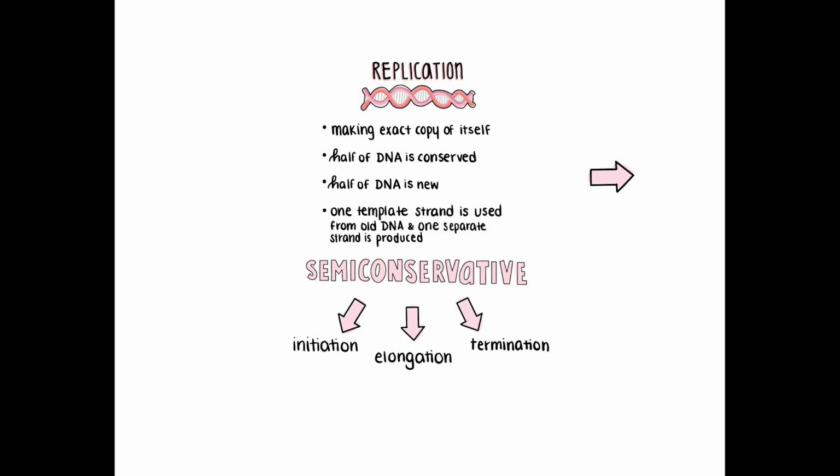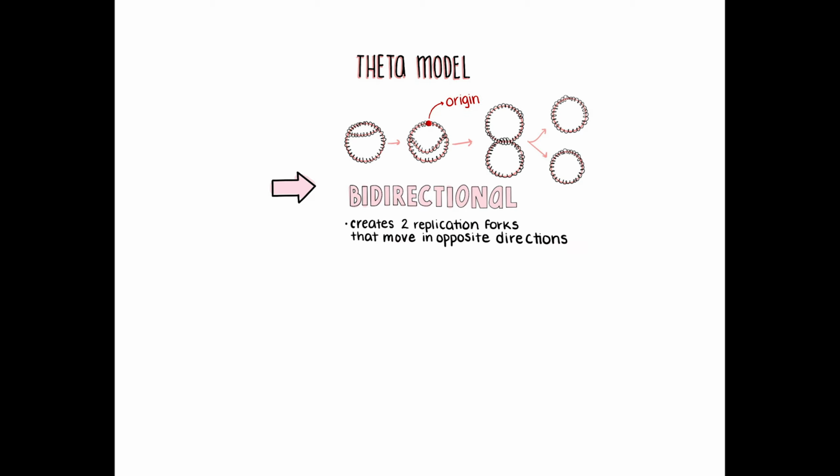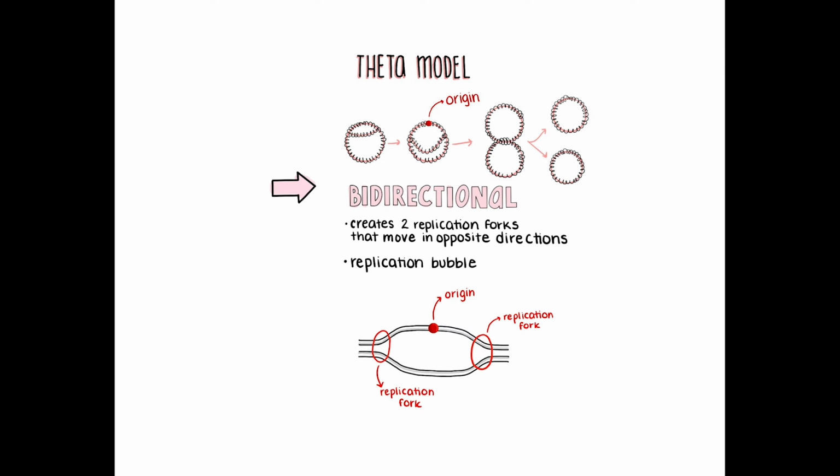Now, there are several models of semi-conservative replication, but given the circular DNA of prokaryotes, the most common one used is the Theta model. This model contains a singular replication origin, where replication begins. Here, it can proceed in both directions from the origin, causing twisting and making it bidirectional. Thus, 2 replication forks are formed along with a replication bubble. To better understand this process, we'll take a closer look at the replication fork.